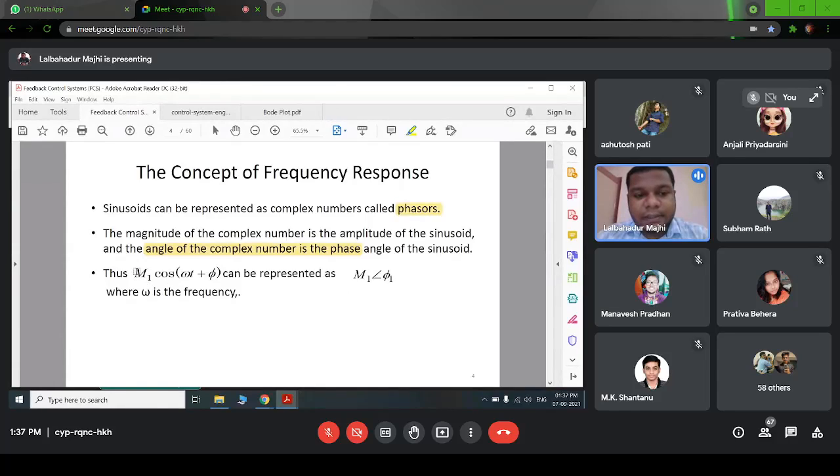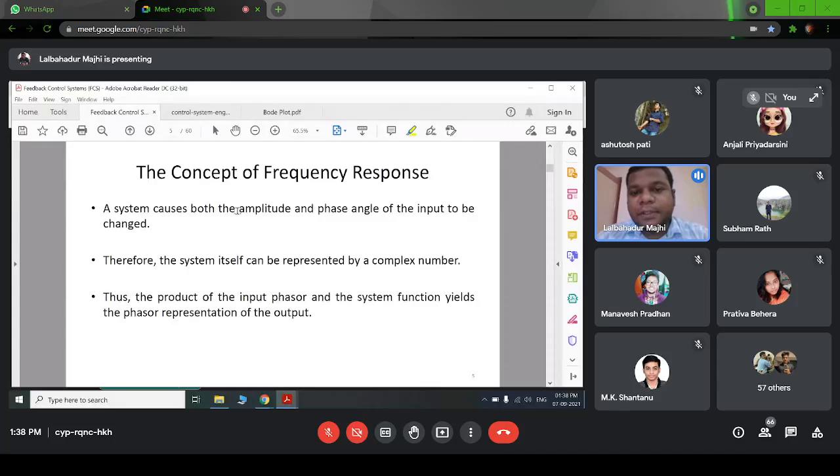So we can write this complex number, M1 cos(omega t + phi), in this phasor form, or you can say this polar form. M1 is the magnitude, phi 1 is the angle of this complex number, and omega is the frequency.